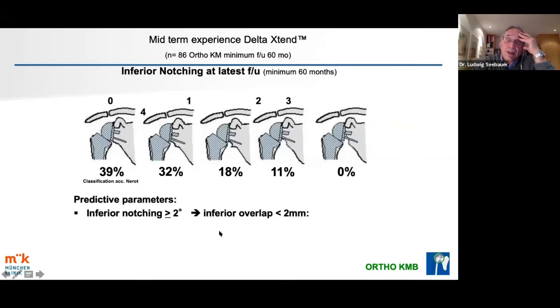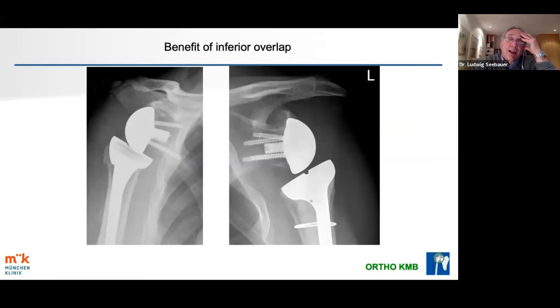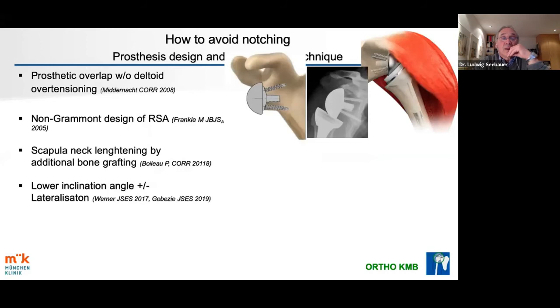If you have more than 2 millimeter inferior overlap, you have not to be afraid of a high grade of notching. And the benefit of inferior overlap already saves you if you accidentally did some superior inclination. You should avoid superior inclination. It's not a perfect position of your glenoid component, but if you have enough inferior overlap, the superior inclination is not crucial. You already have seen that we have different chances to avoid inferior notching.